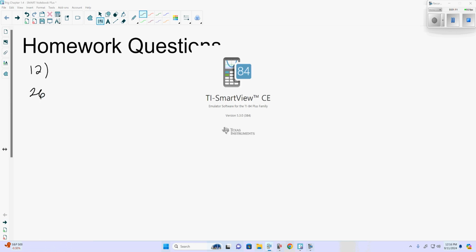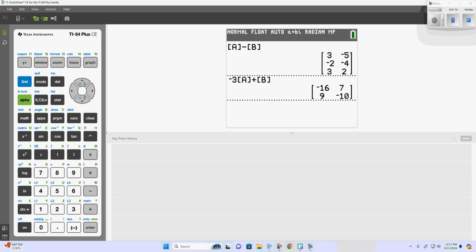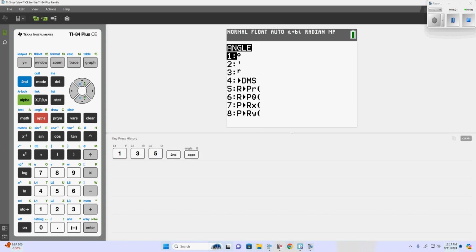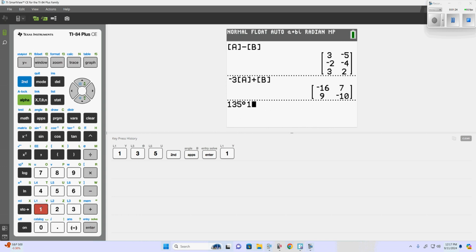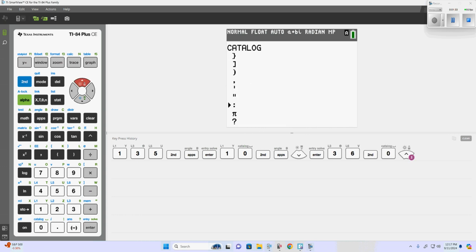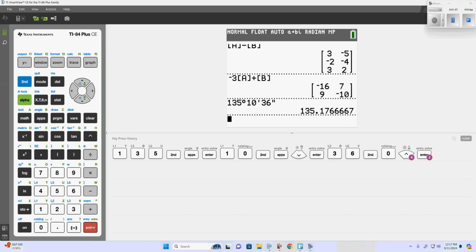So 48 is to convert 135 degrees, 10 minutes, 36 seconds into degrees. 135 degrees, 10 minutes, that gives 135.1767. So we'll go out 4 decimal places.